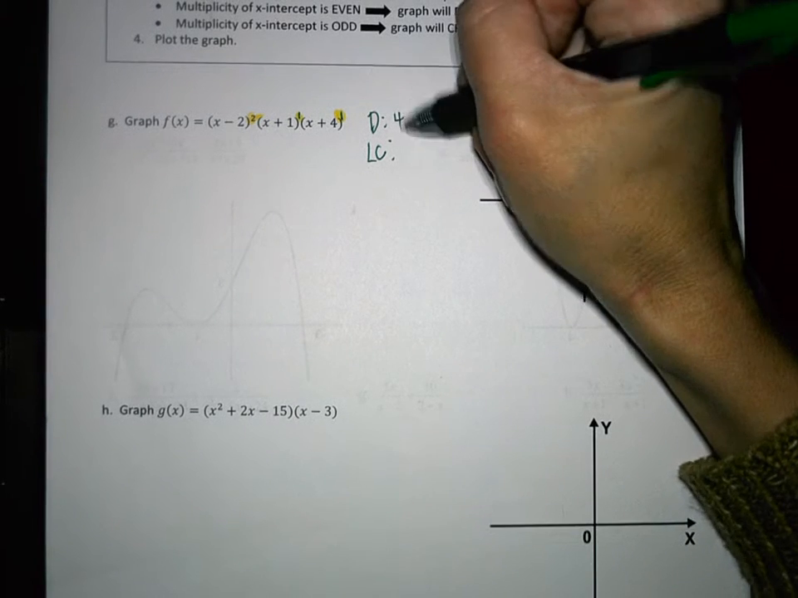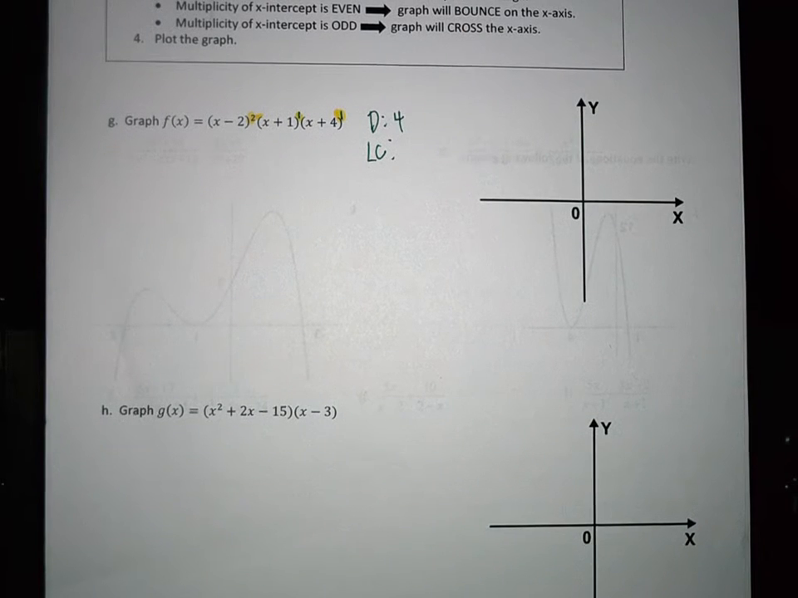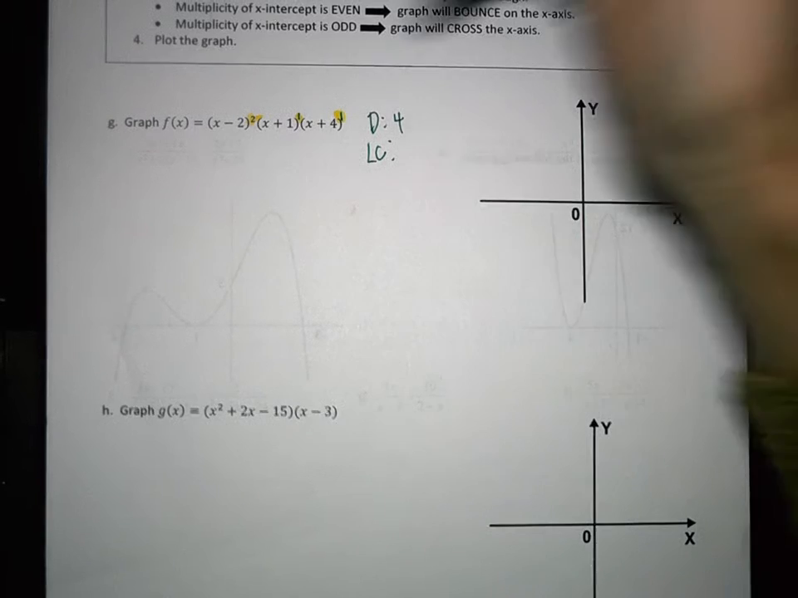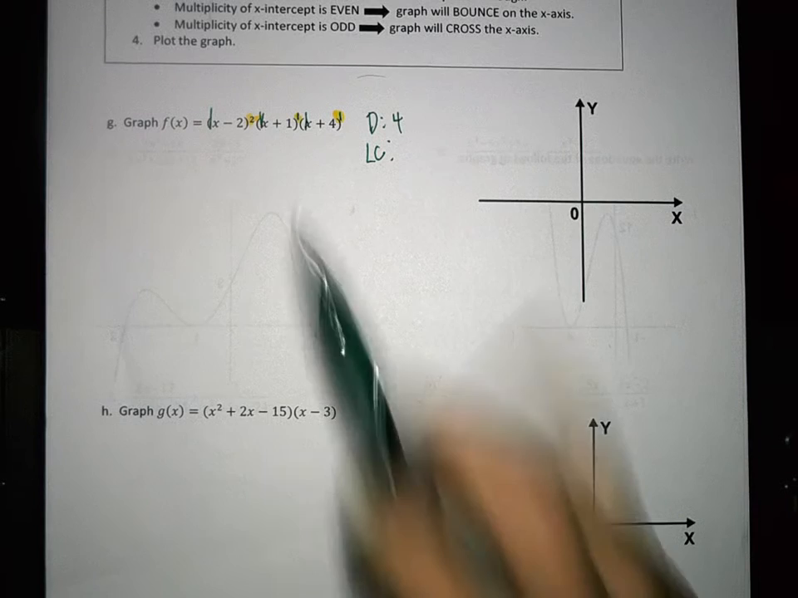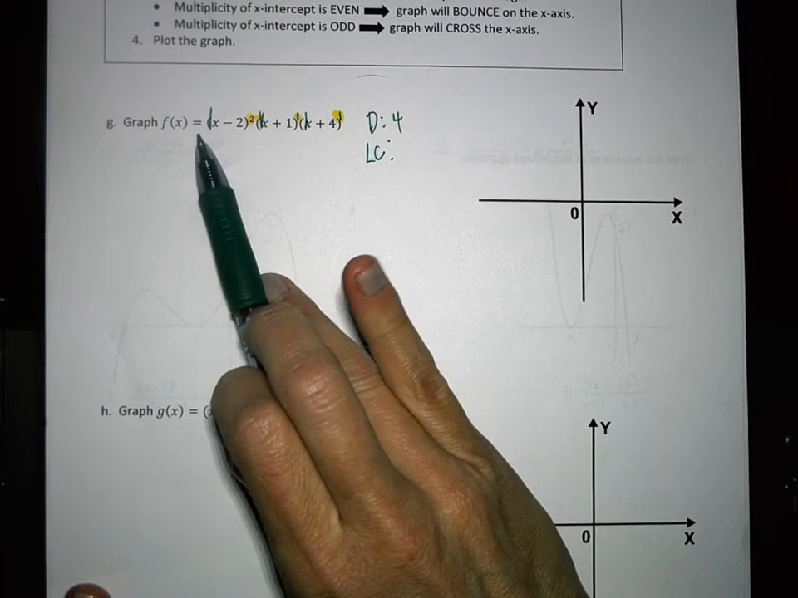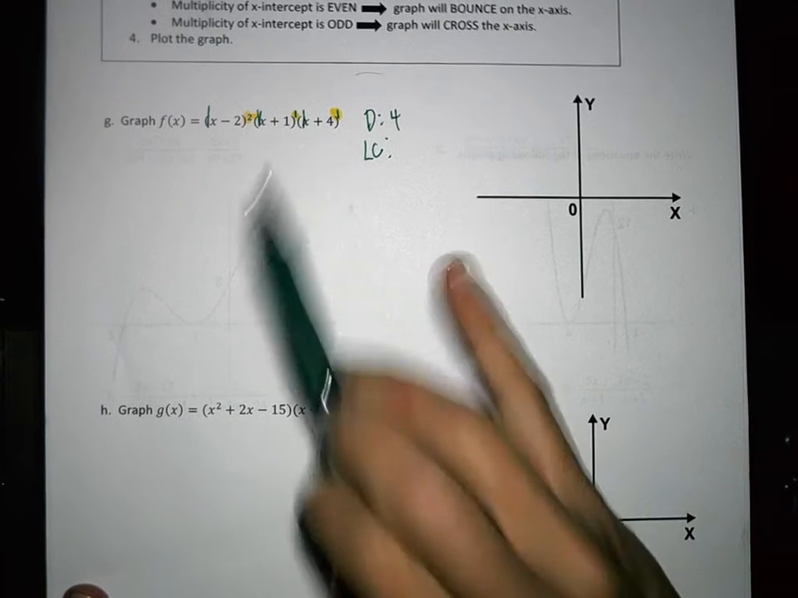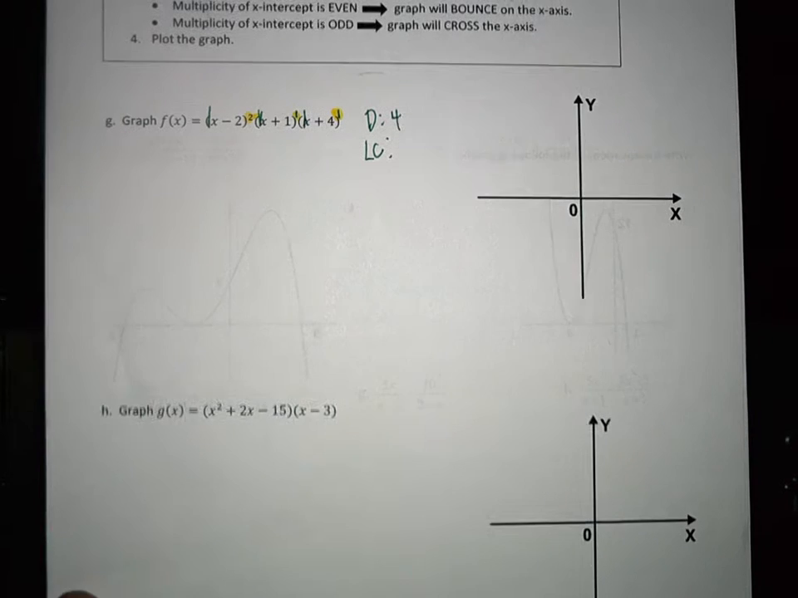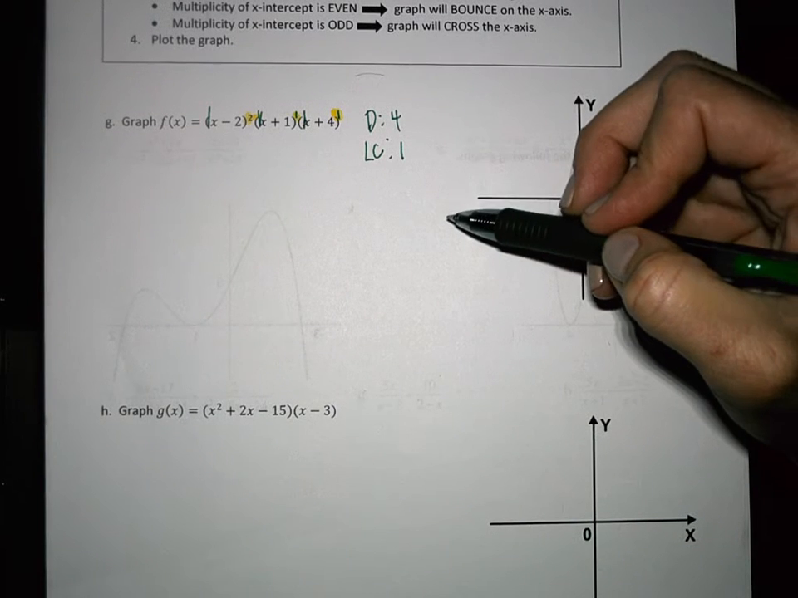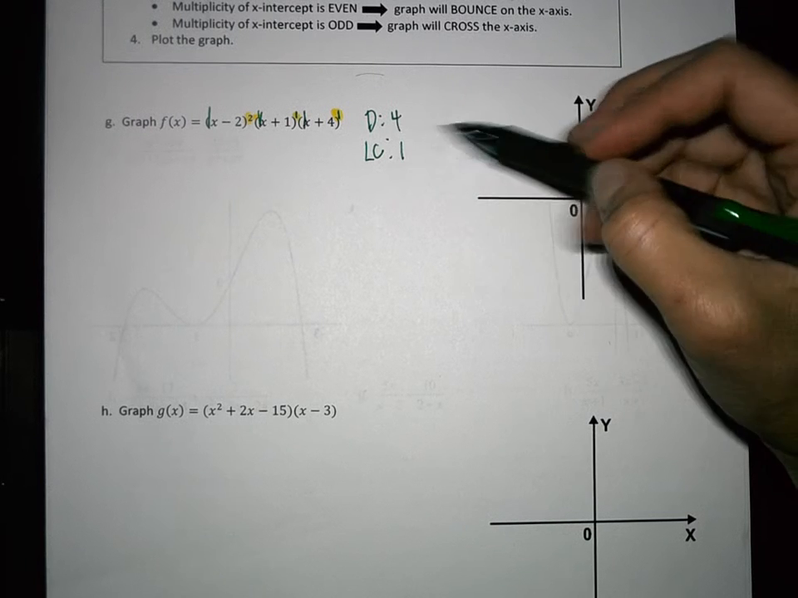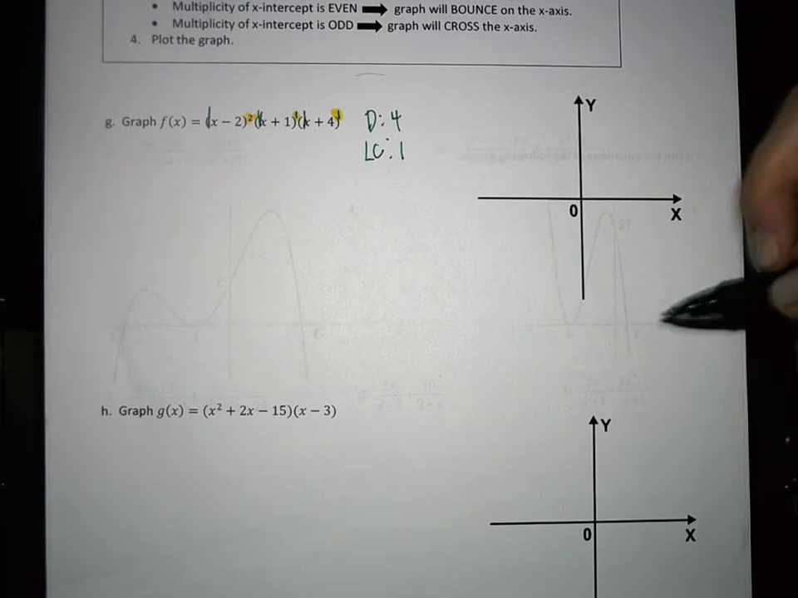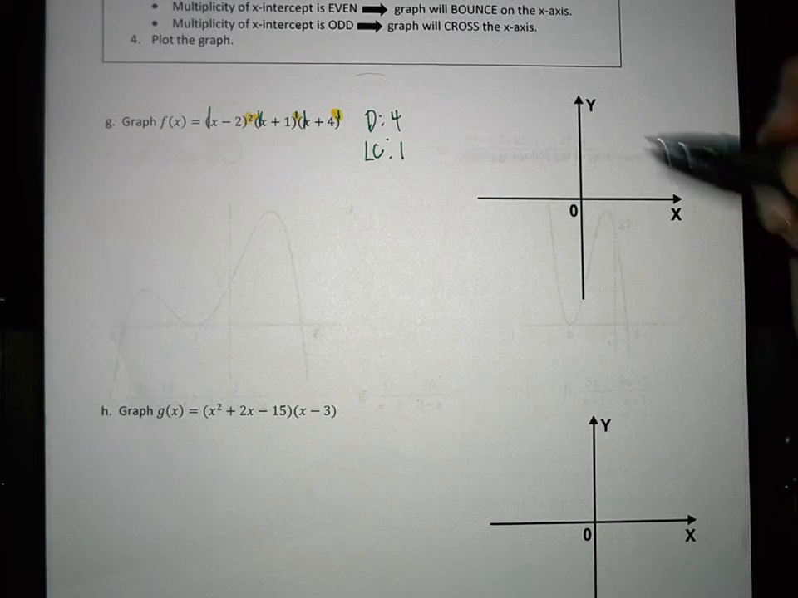Your leading coefficient, go ahead. It's 1. So your leading coefficient has to do with your numbers in front of the x's. So this would be 1 squared, which is still 1. This would be 1. This would be 1. You multiply 1 times 1 times 1, and you get 1. Okay? So, we know that it goes in the same way. Even degree, same direction, and they're both going to end up going up because positive.